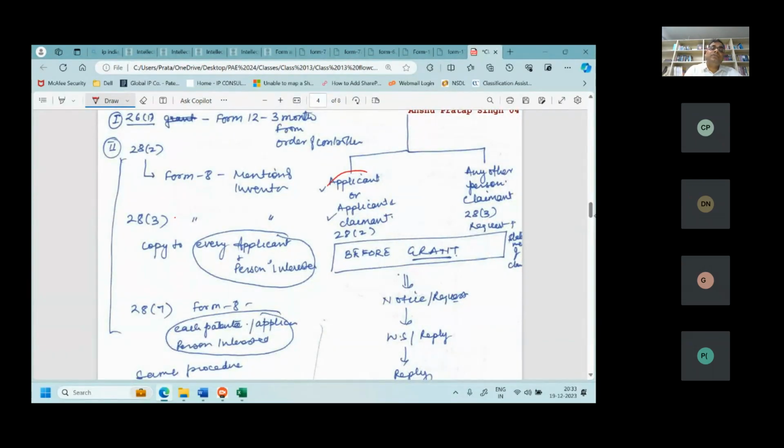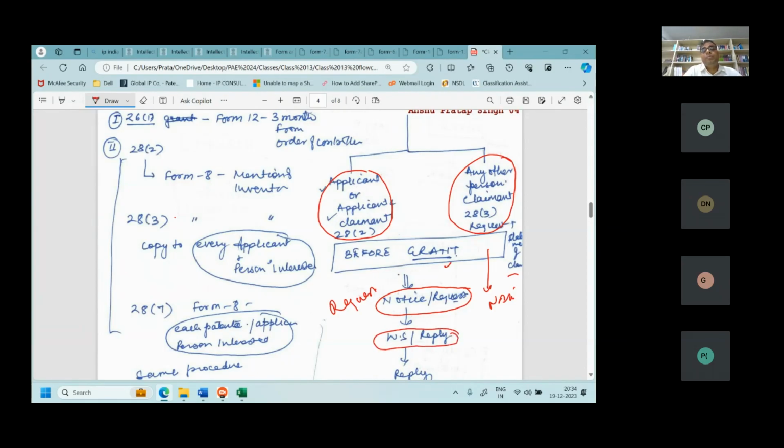So if it is a request, it is under 28.2; if there is a claim, it is under 28.3. If he is claiming, there will be a request plus a statement of the claim has to be given in the format. Before the grant, it will happen. What will happen again? Then notice will be given. Notice will be given in the case of this, and request will be here. This is what we are talking about. The notice is sent to whom? Every other party who is interested.